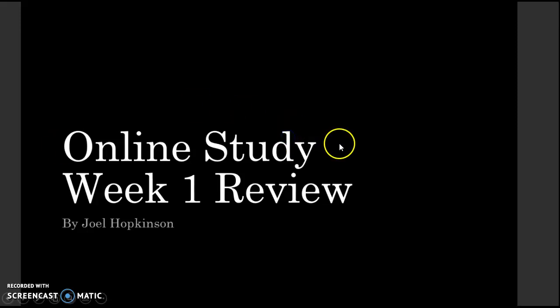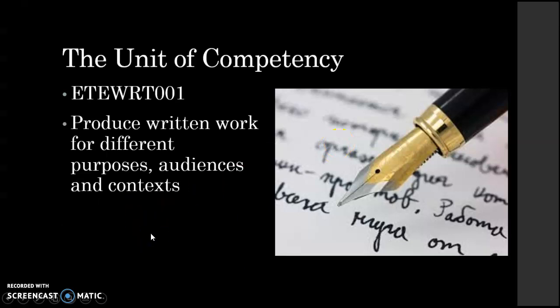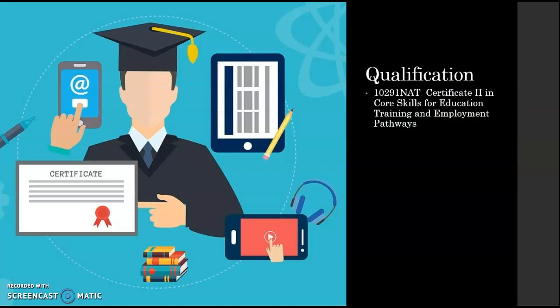So before we begin though, the unit that you're enrolled in for this term is ETE WRT001, which is called Produce Written Work for Different Purposes, Audiences and Contexts. The unit you're enrolled in. The qualification that you'll be getting that this unit is a part of is 10291 NAT, Certificate 2 in Core Skills for Education, Training and Employment Pathways. So that's the certificate that you're all working towards in this class.